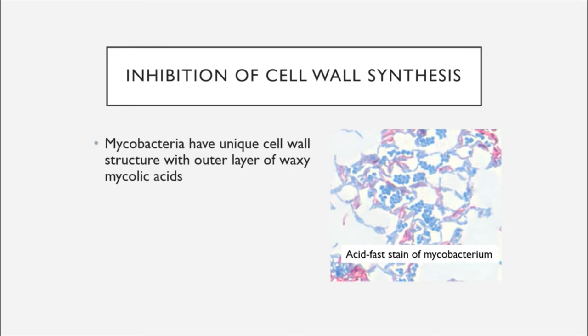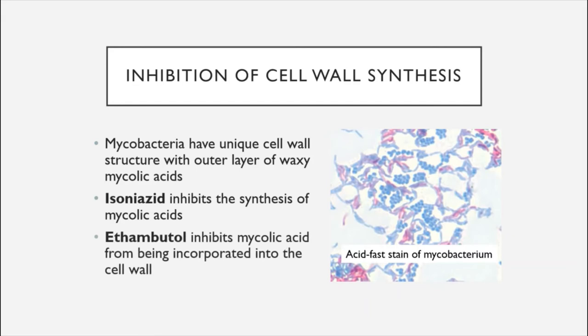There are also bacteria, namely mycobacteria, that have a differently structured cell wall. You may remember that they have a layer of peptidoglycan, but outside of it, they have a layer of waxy mycolic acids, which offers additional protection to these species of bacteria. Luckily, there are a few antibiotics that specifically target this waxy layer. Isoniazid is one of them, and this drug inhibits the synthesis of the mycolic acids. Ethambutol is another antibiotic that prevents the mycolic acids from being incorporated into the cell wall.